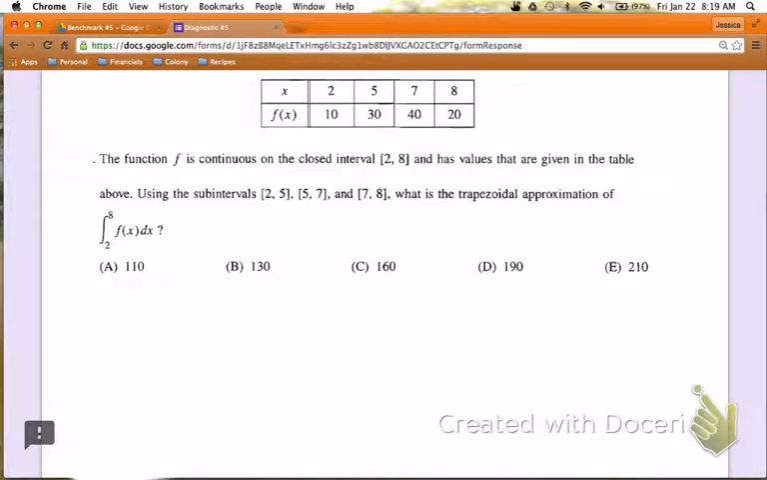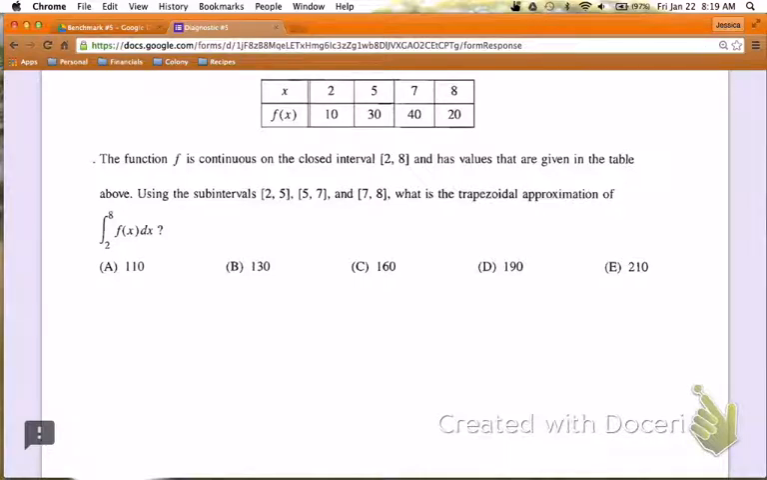Question number 13 says, the function f is continuous on the closed interval from 2 to 8 and has values that are given in the table above. Using the subintervals from 2 to 5, 5 to 7, and 7 to 8, what is the trapezoidal approximation of the area under the curve, or the integral, in other words, from 2 to 8 of f of x dx? Alright, we've done this problem many a time, so hopefully it's not too new to you.